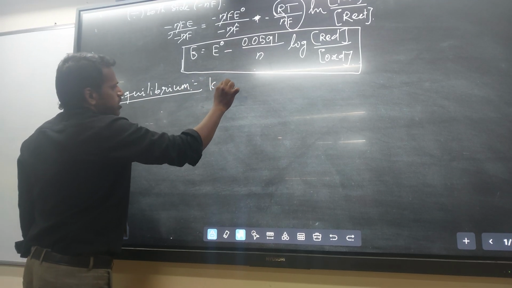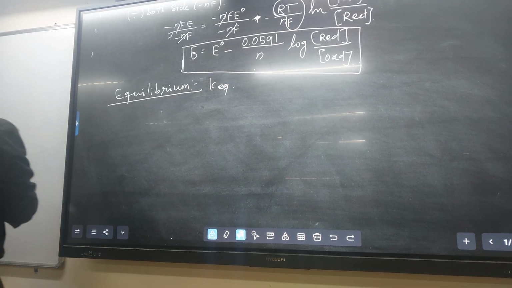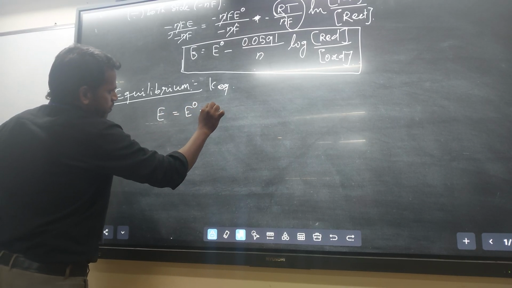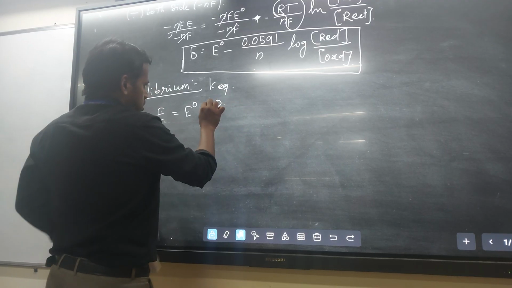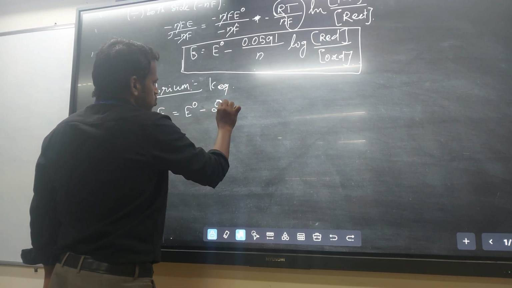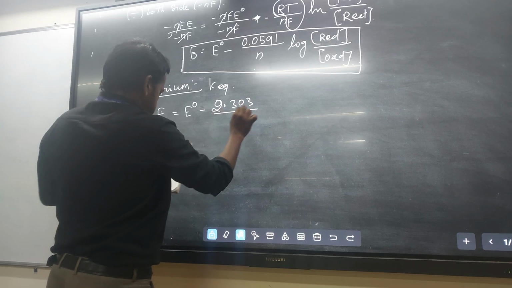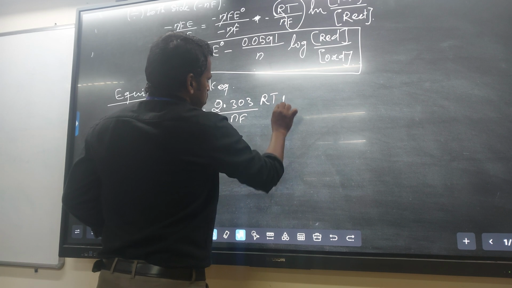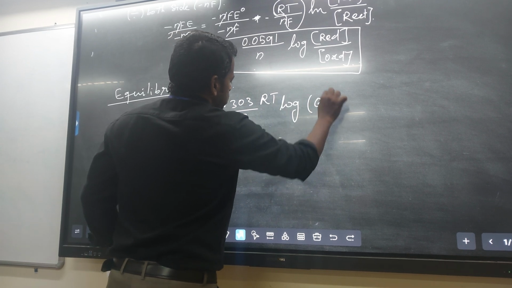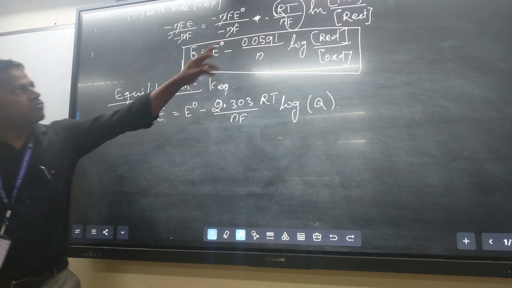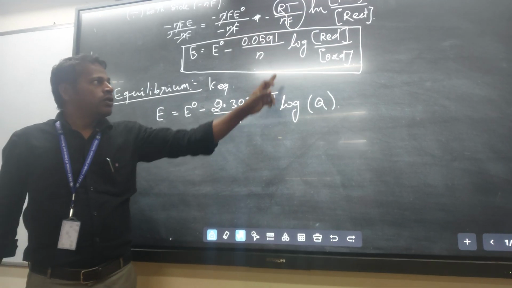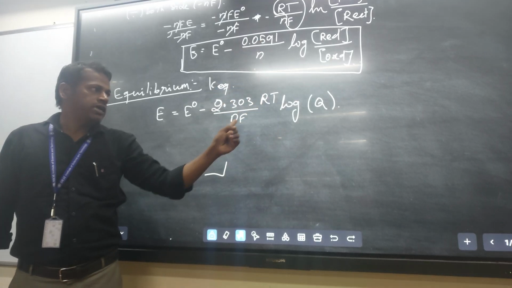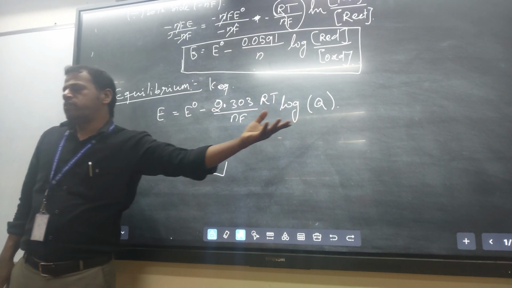How do we find the K equilibrium? E cell equal to E naught cell minus 2.303 RT divided by NF into log Q. This is when you convert ln into log, you take 2.303. The other values are there: RT is there, NF is there, Q is there.